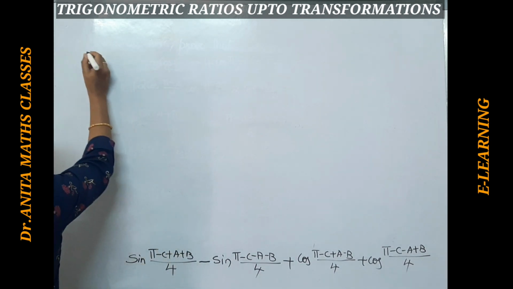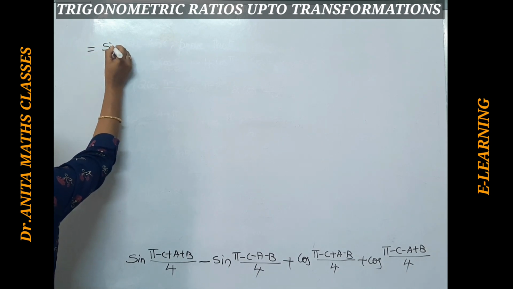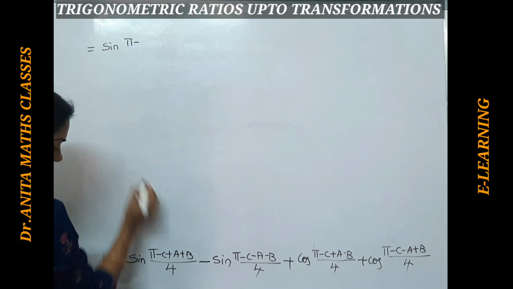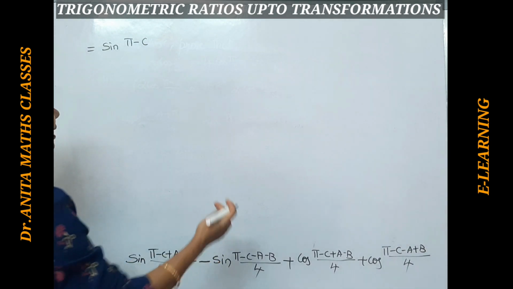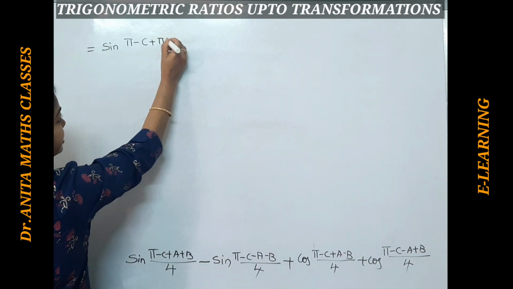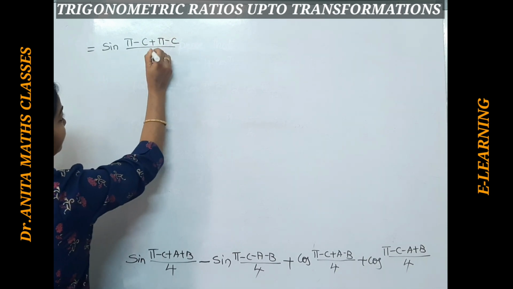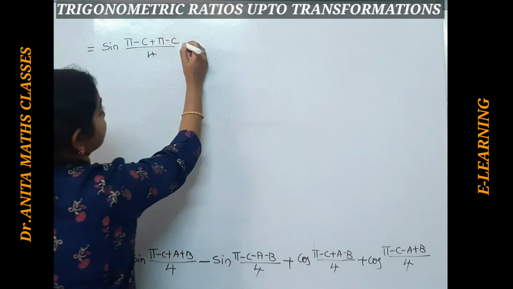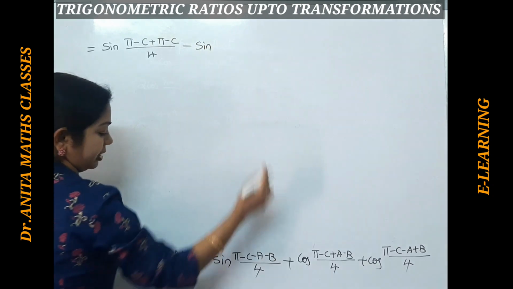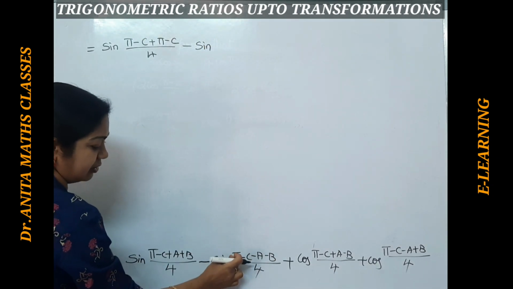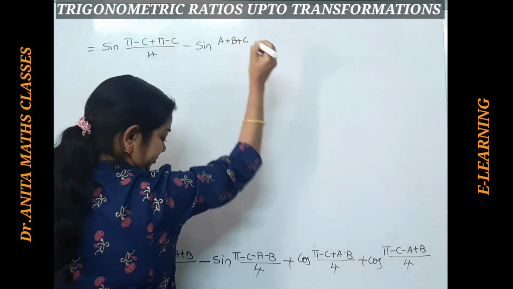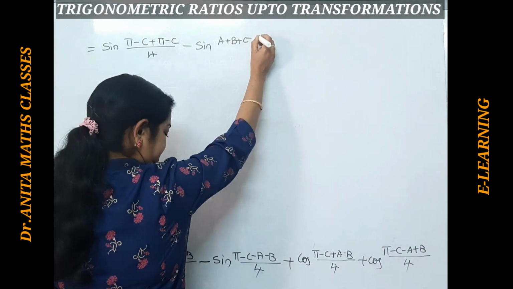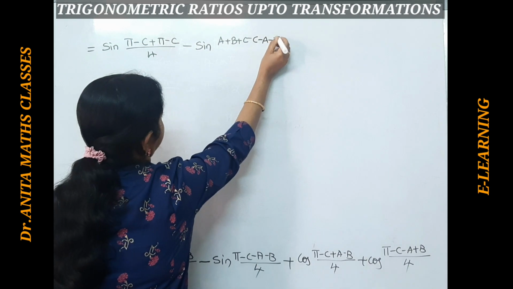See here, this becomes sine of pi minus c, and this a plus b I can write as again pi minus c, so pi minus c by 4 here. And this becomes minus sine of, here we will write the value of pi, that is a plus b plus c minus c minus a minus b, all goes off.